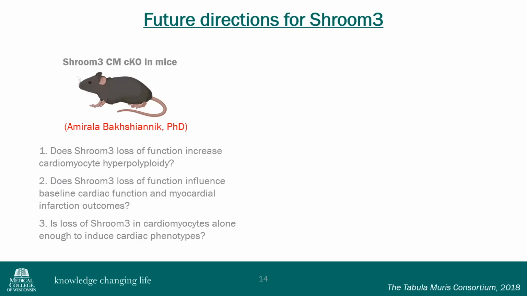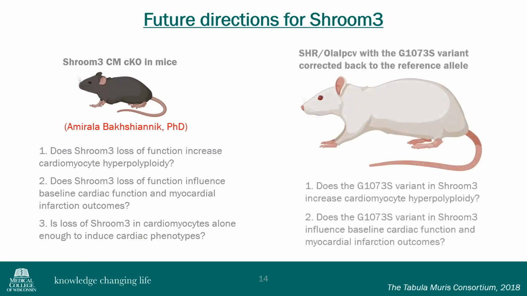Our second model that we are making with the help of the Rat Research Model Service Center at MCW is an SHR rat that will have this G1073S variant corrected back to the reference genome allele. And we'll be asking basically the same questions, but now focusing on whether this reduced binding affinity that this variant causes alone is enough to influence these phenotypes.